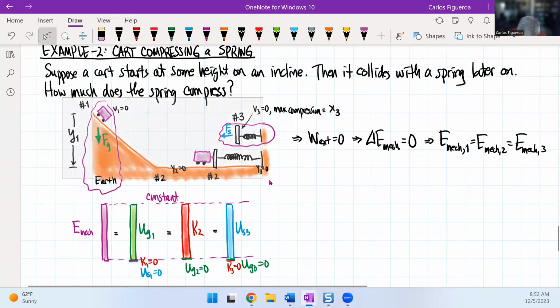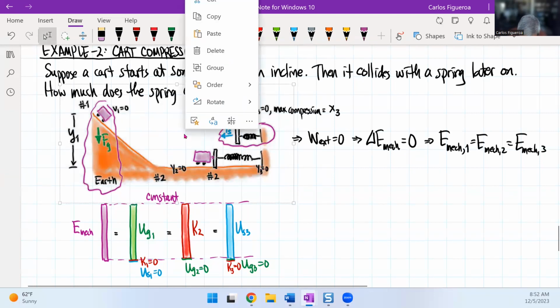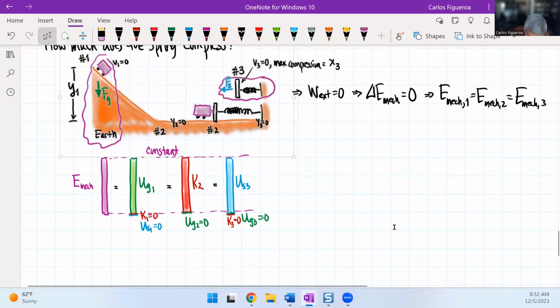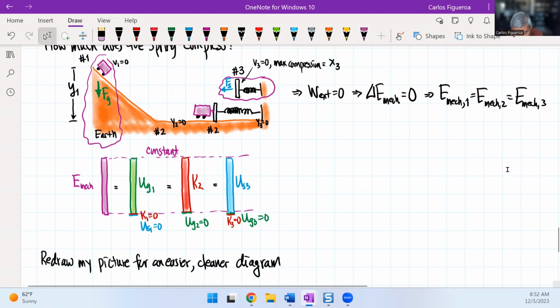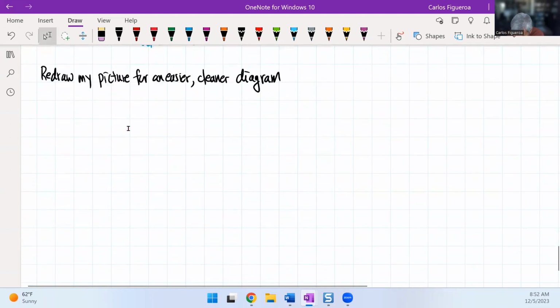So now I'm going to redraw my picture again. Okay, I'm going to copy this and redraw my picture for an easier, cleaner diagram. So now let me add this guy in here.